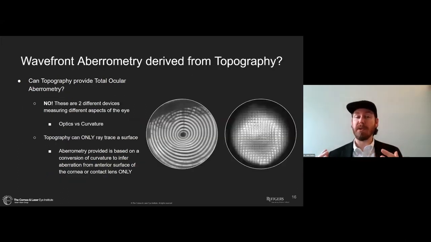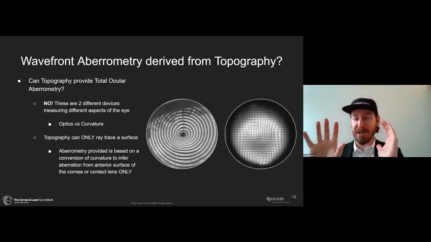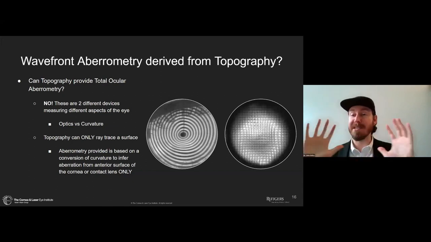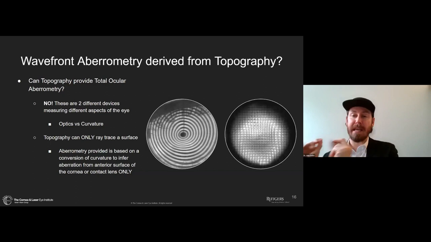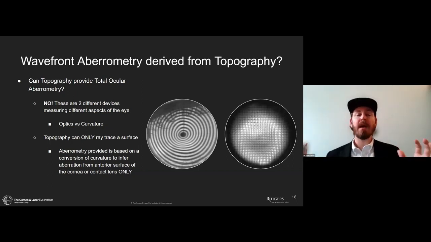Now, what we can do though, and this is very important because I actually heard this earlier today, is that topography is not the same as wavefront aberrometry. You can use topography to ray trace a surface. So just like we did in school, right? If we had a surface, we could ray trace off of that and come up with how the light is being focused, right? Off of that single surface. A topographer, because it is a reflection off of a corneal surface, is only measuring that corneal surface. And it's looking at the corneal surface across the entire cornea. So that is not the same thing as looking at the entire contribution of the optical system with all of its components. So when we look at this, they're basically measuring two different aspects of the eye.